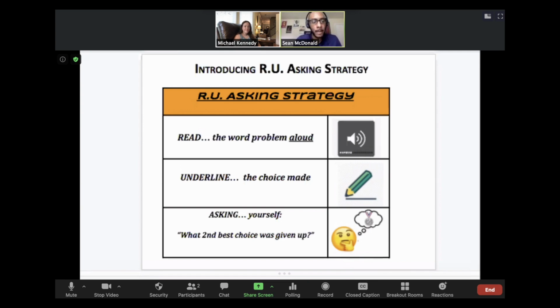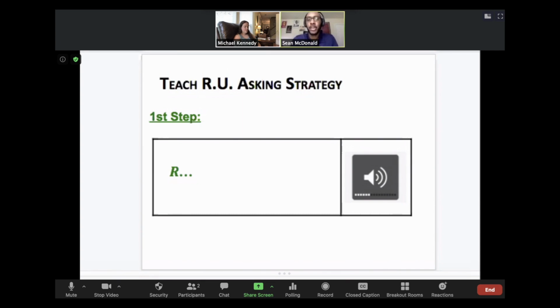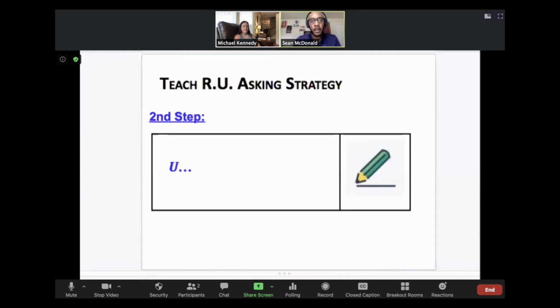Mm-hmm. Okay. So what's the first step to the Are You Asking strategy? Read the word problem aloud. Exactly. And what the picture shows, how does the picture relate to that step? Well, when you're talking, the volume would show that you're actually like saying something. Excellent observation there. Okay, so let's go to the second step. All right, so the second step is U, which stands for? Underline. Correct. I love that you're also using your visual aid as a reference.